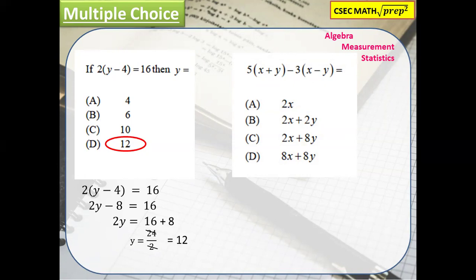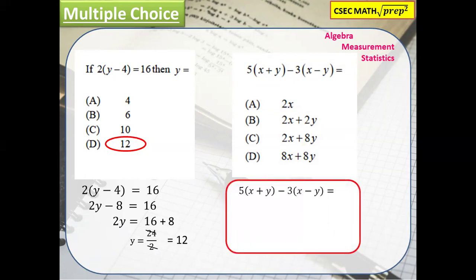There's a trick that CSEC employs in doing this question here. So the idea is to expand the bracket. 5 times x is 5x, and 5 times y is 5y. And then minus 3 times x is minus 3x, and minus 3 times minus y. Here's the problem for many persons. Minus 3 multiplied by minus y will give you a positive 3y here. If I should add the like terms, then when you take 3x from 5x, we'll end up with 2x, and 5y plus 3y will give you 8y. Our answer is C.